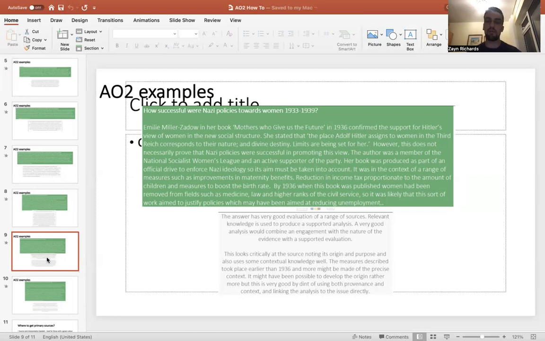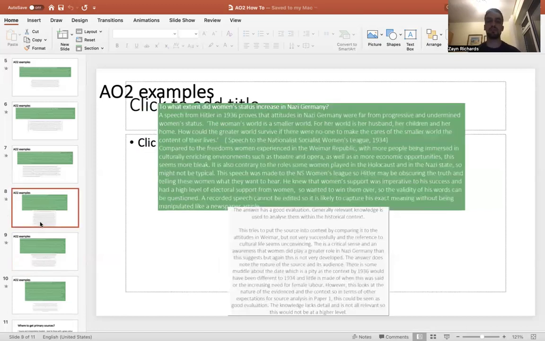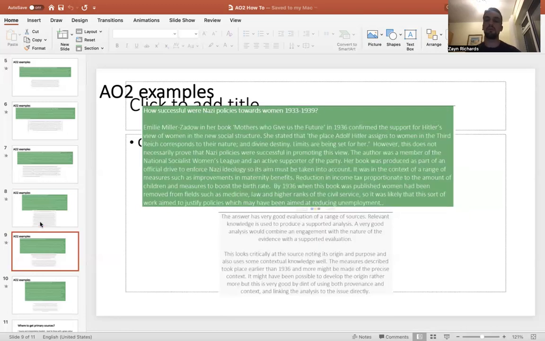Now, the examiner says at the bottom that it might be possible to develop the origin rather more, but this is very good by dint of using both provenance and context and linking the analysis to the issue directly. So essentially, this candidate has ticked all the boxes. They just needed to go a little bit more in terms of depth. And you can see that it's actually quite short. The previous paragraph is actually longer. So what they needed to do is a little bit more in terms of depth.